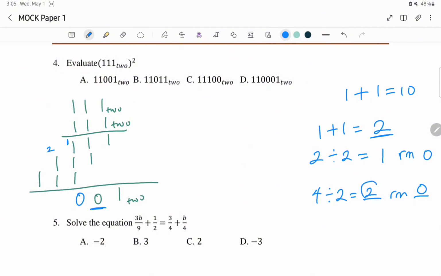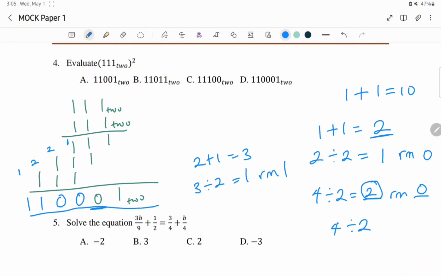Remember that it is 2 that we have here. So 2 plus 1 is 3. 3 plus 1 is 4. 4 divided by 2 again is still 2, remainder 0. So we'll still write remainder 0, then bring up the 2 again. 2 plus 1 is 3. Now we are going to divide that 3 by 2, which is 1, remainder 1. So if I write the remainder, that means I have 1 left. So it is 1, 1, 0, 0, 0, 1 base 2. Option D.